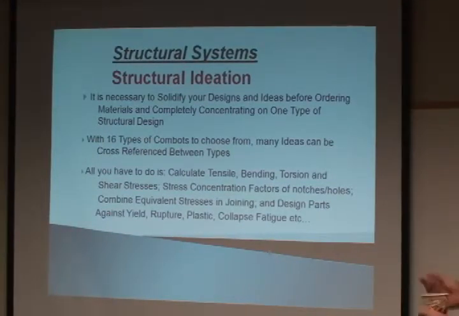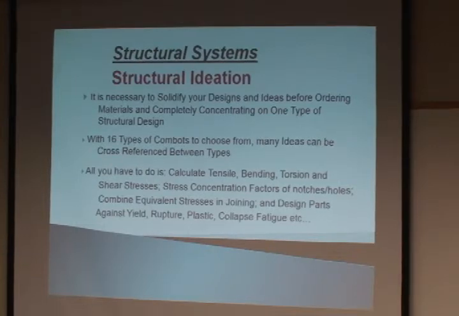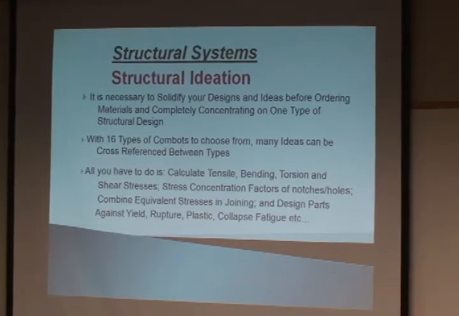There's 16 different types of combat. I call them combots, combat robots. 16 different types of combat robots to choose from. That's not saying it's going to be a double weapon, a wedge and a drum, or a wedge and a bar spinner. So there's more than 16, but the basics are 16 different types.